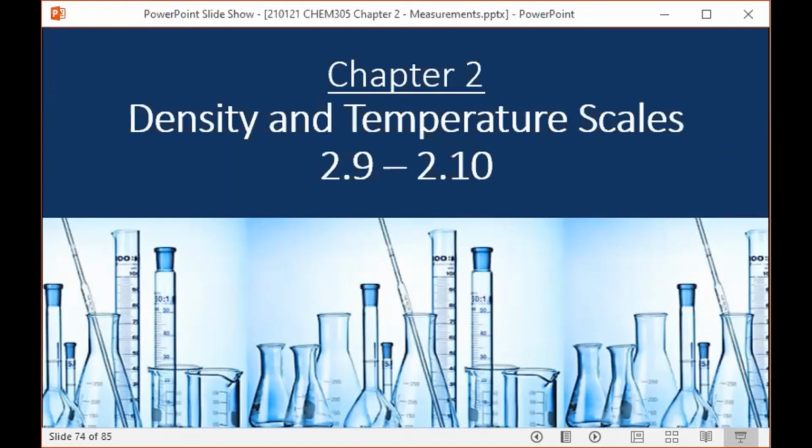you can check out those practice problems posted on Canvas. Next, we're going to talk about density and temperature scales to wrap up chapter 2 with sections 2.9 through 2.10.